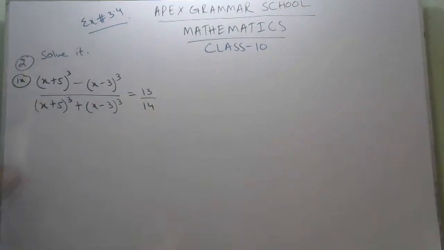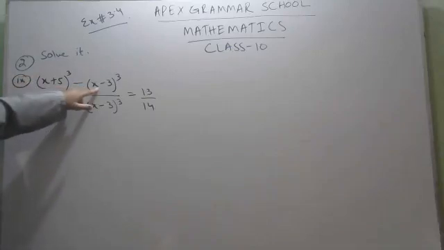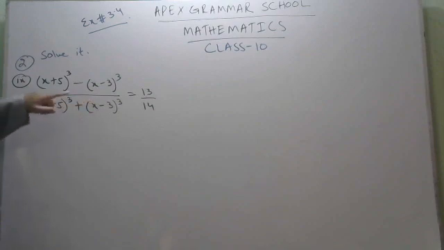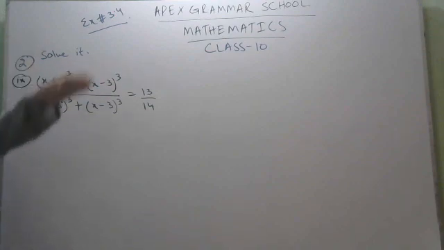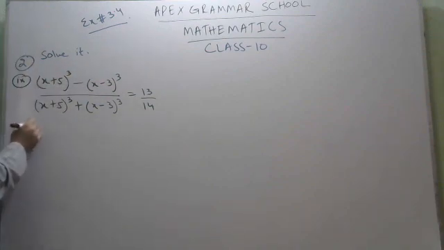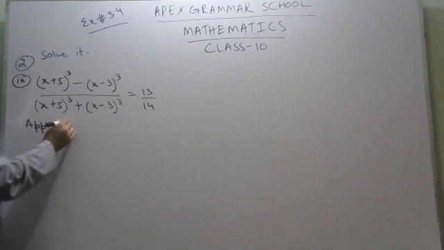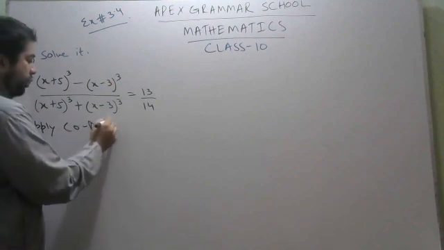Now you can see that x plus 5 whole cube, again x plus 5 whole cube, and x minus 3 whole cube again. So between them there is negative sign in the numerator, and between them there is positive sign in the denominator. So you need to apply here again componendo and dividendo, but negative for numerator and positive for denominator. Apply componendo and dividendo theorem.